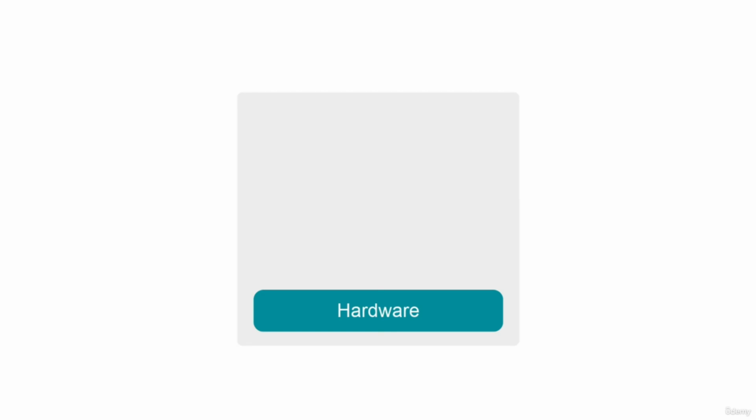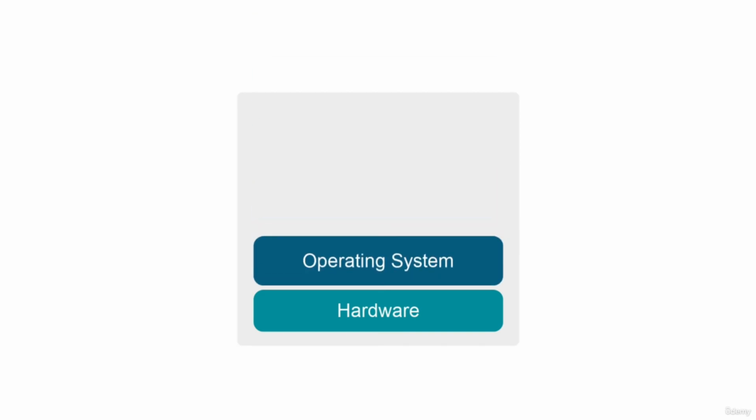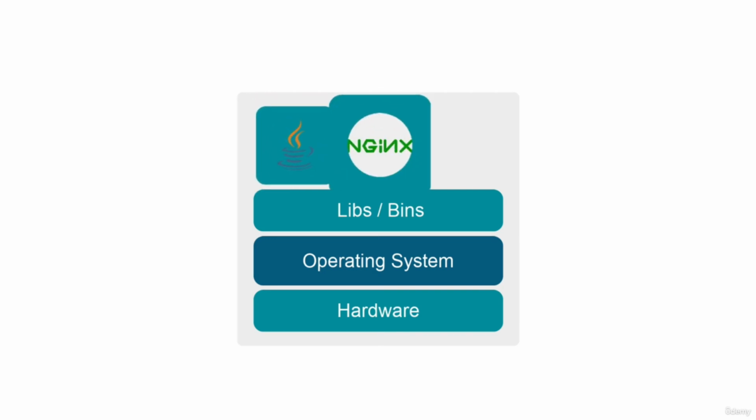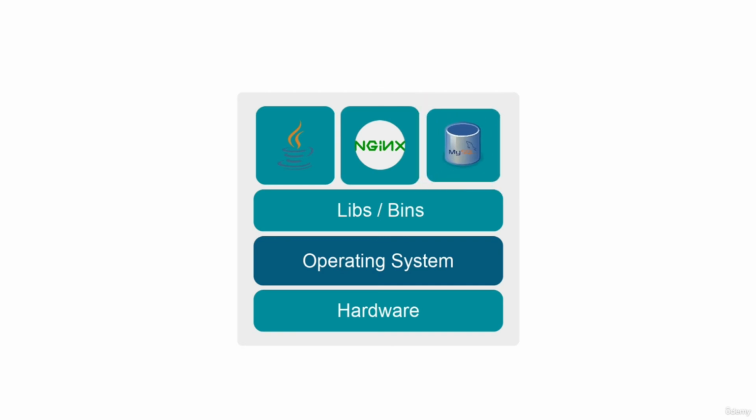On a traditional machine, you have hardware that includes a CPU, RAM, storage, and a lot of other components. On this hardware, you then install an operating system of your choice, such as Windows, Linux, or macOS. After that, you install the necessary libraries and dependencies. For example, if you want to run a Java application, you need to have JDK installed on your machine. And finally, you run your application, such as a Java application, an Nginx server, or a database like MySQL.